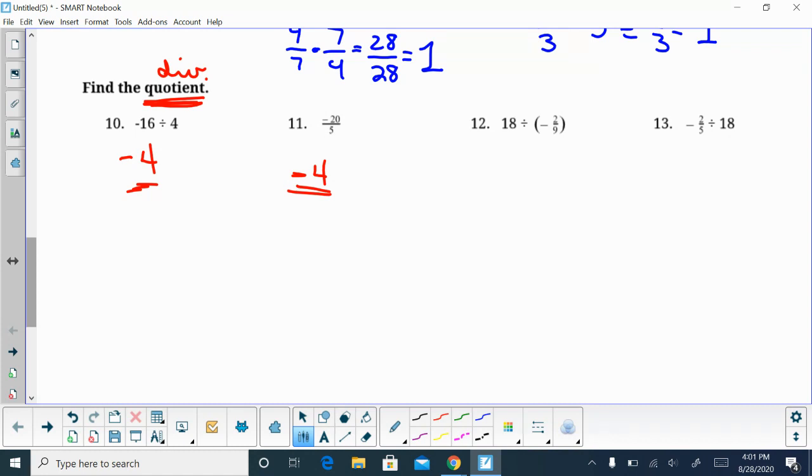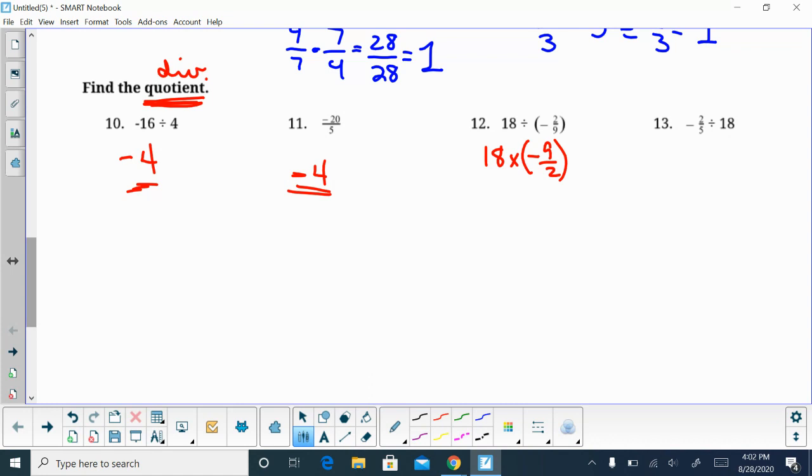Number 12, dividing with fractions. Now, this is not very friendly. I don't know if you remember, but trying to divide by a fraction can be tough. But there is a better way. Instead of dividing by negative 2/9, we change it to multiplication and use the reciprocal.